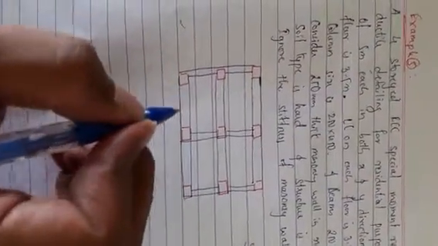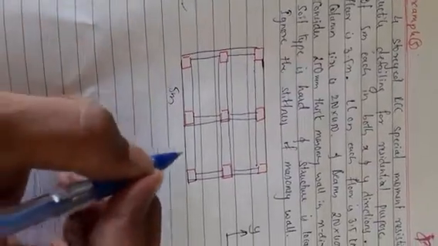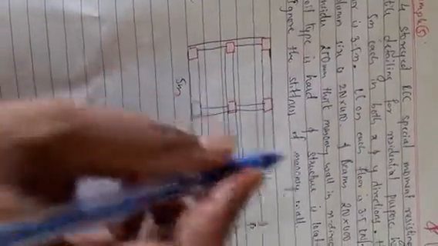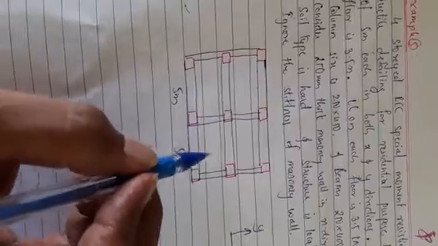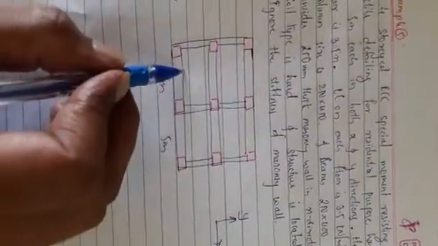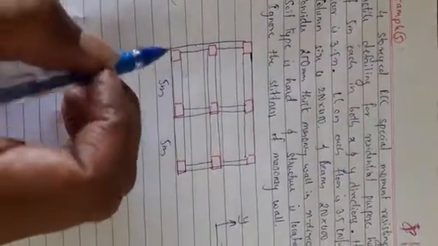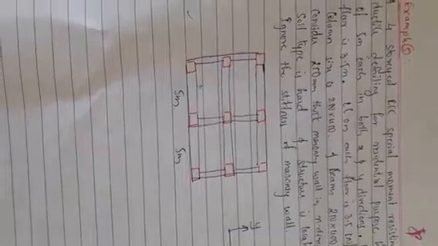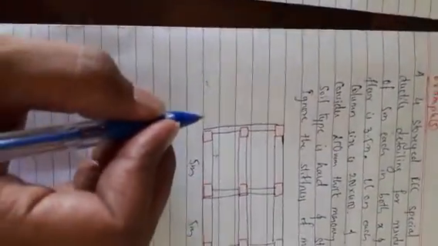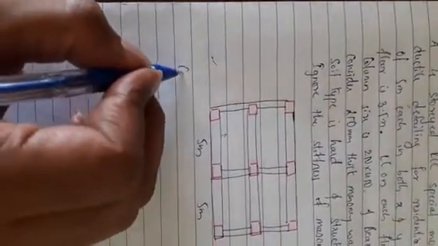So the spans are 5 meters, 5 meters. These red indicate columns. These are the walls in x direction. Let this be x, this be y. In x direction, walls are 250 mm wide. In y direction, 150 mm wide. So your first step will be calculation of seismic loads, seismic weights.